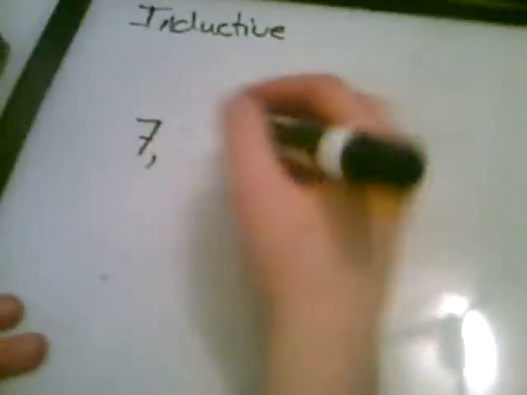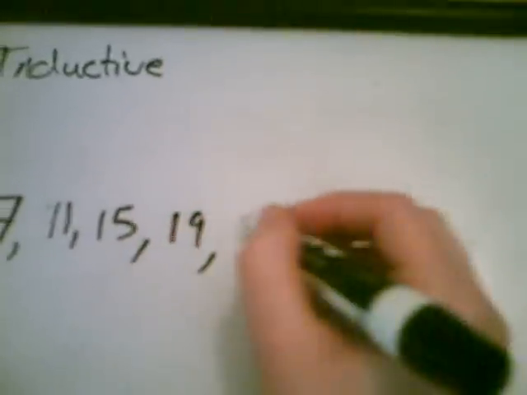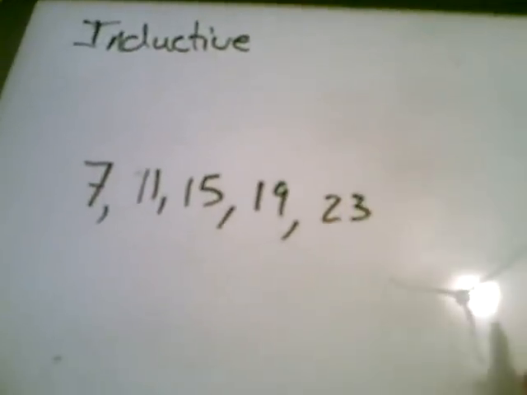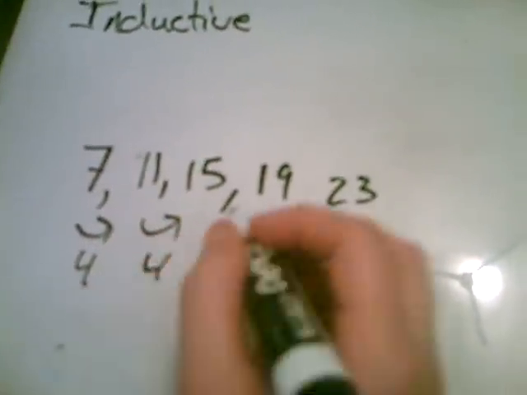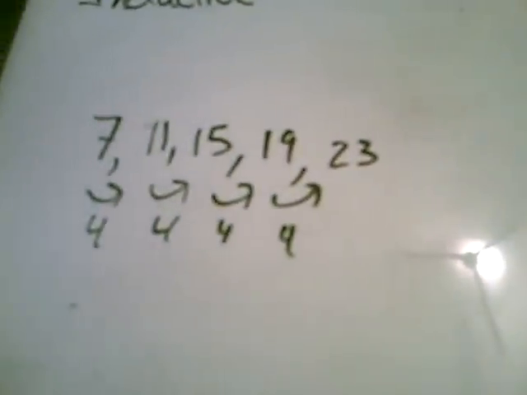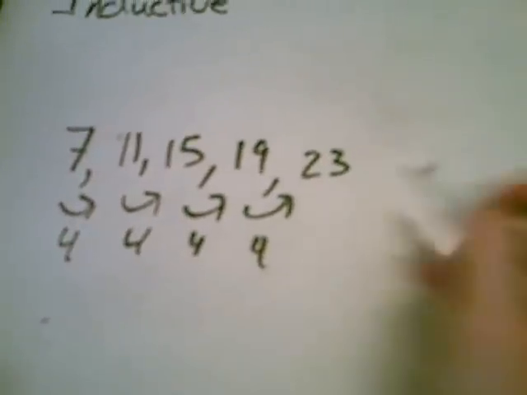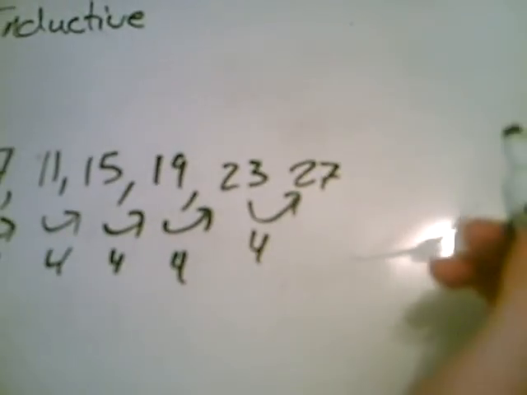For example, if I gave you this pattern, you would pretty quickly notice that there's a pattern. Goes up by 4, goes up by 4, goes up by 4, goes up by 4. You're going to notice that pattern and say, well, if it keeps following that pattern, this one should go up by 4 also. Your next answer should be 27. And that's using inductive reasoning.